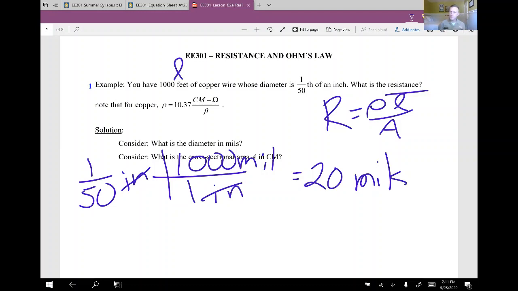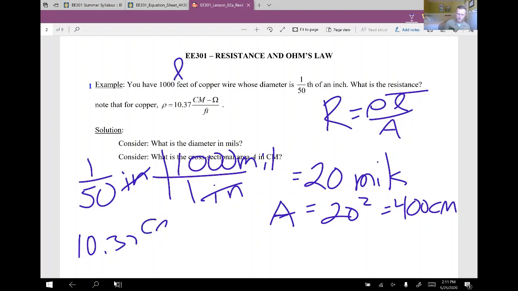Well, that's still just a diameter, but we said all we have to do, don't worry about pi r squared. All we have to do for A is square that. 20 squared gives me 400 circular mils. That's all we've got to do. So now we can plug in the rest of this formula.